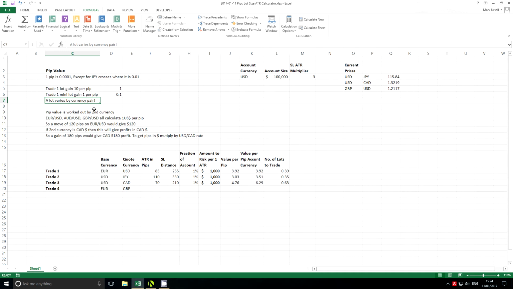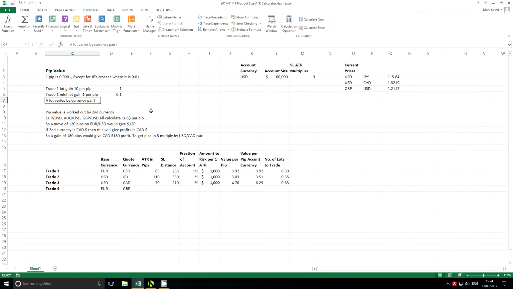The only slight problem we have with this is that a lot varies by the currency pair that you're trading, depending on the account currency. So the currency that your trading account is denominated in will affect how much a lot is worth. Now, if this sounds a bit strange, it is a bit strange, but it's the way it's done, and it is quite a simple thing to adjust for this.